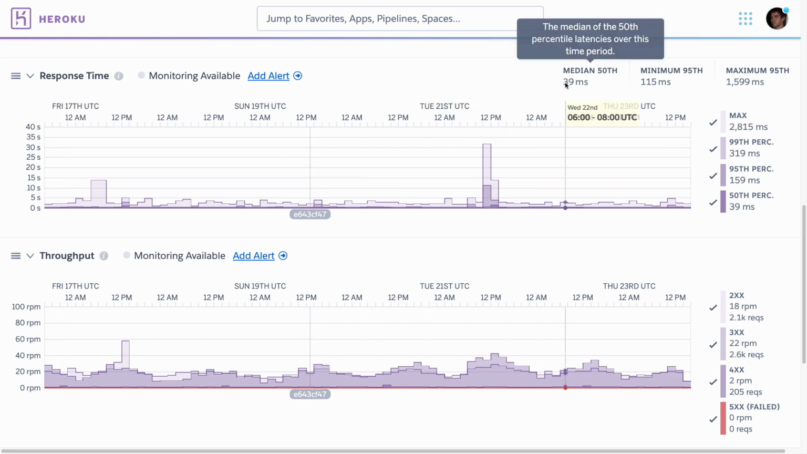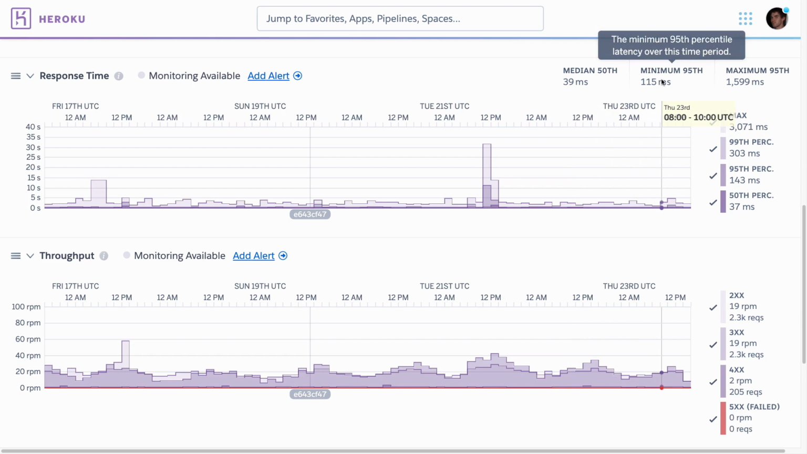So my median is 39 milliseconds, which I find pretty reasonable, and 95% of requests are completed in under 150 milliseconds. This isn't amazing, but it's good enough for my purposes.